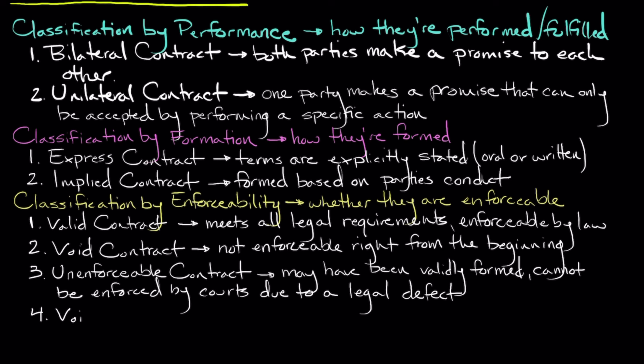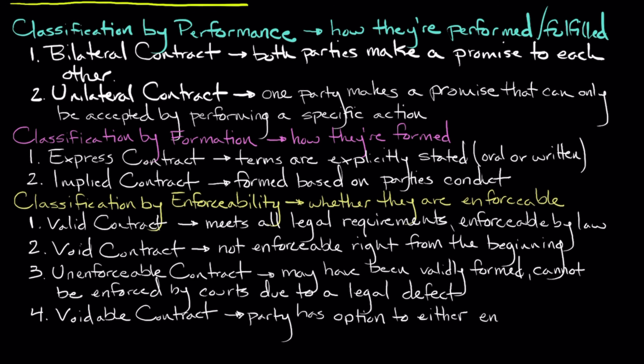Lastly, we have a voidable contract. Now, a voidable contract is one where one party has the option to either enforce or terminate the contract. This typically occurs when one party has been subjected to duress, fraud, misrepresentation, or lacks legal capacity. For example, if someone enters into a contract under duress, then they have the option to void that contract.